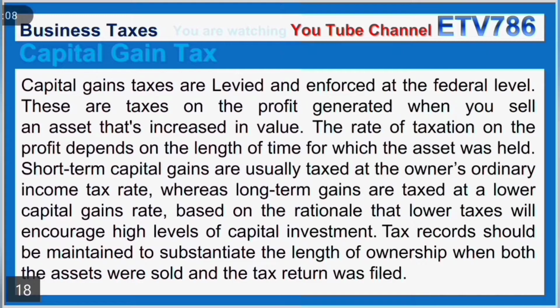Capital gains tax. Capital gains taxes are levied and enforced at the federal level. These are taxes on the profit generated when you sell an asset that has increased in value. The rate of taxation on the profit depends on the length of time for which the asset was held. Short-term capital gains are usually taxed at the owner's ordinary income tax rate, whereas long-term gains are taxed at a lower capital gains rate, based on the rationale that lower taxes will encourage a high level of capital investment. Tax records should be maintained to substantiate the length of ownership when the assets were sold and the tax return was filed.